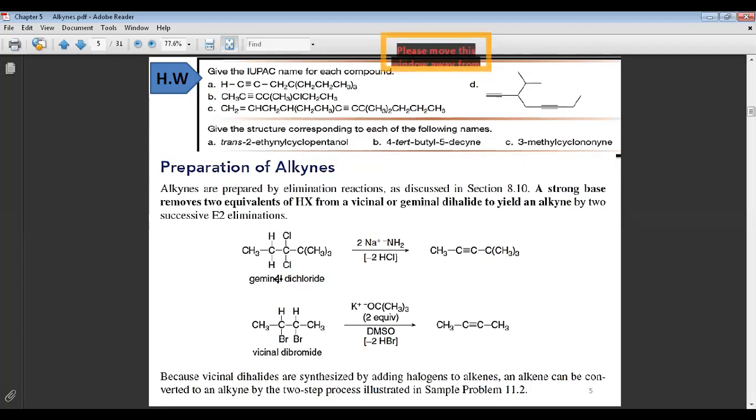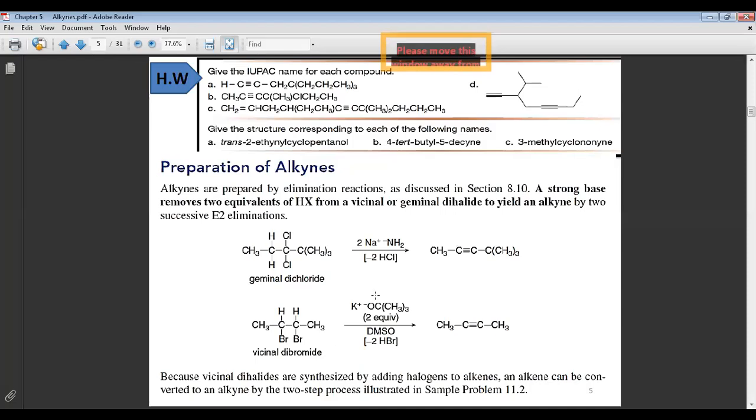For the geminal dihalide, or the dichloride, dibromide, both of the halogen atoms are on the same carbon. Look at the chlorine on this carbon, and also this chlorine on this carbon. This is the geminal dichloride. Above this, vicinal. It is not important; both of them give you the same product, through elimination.